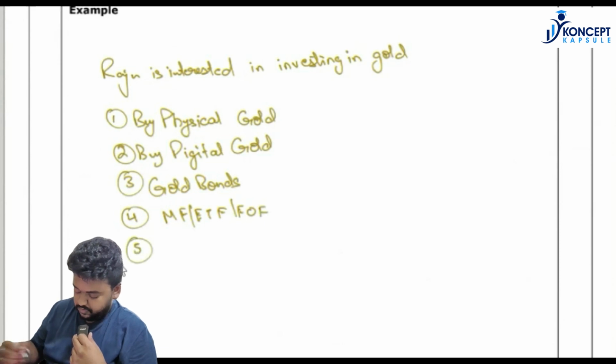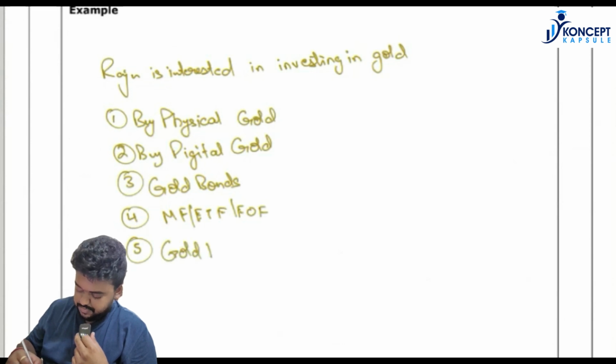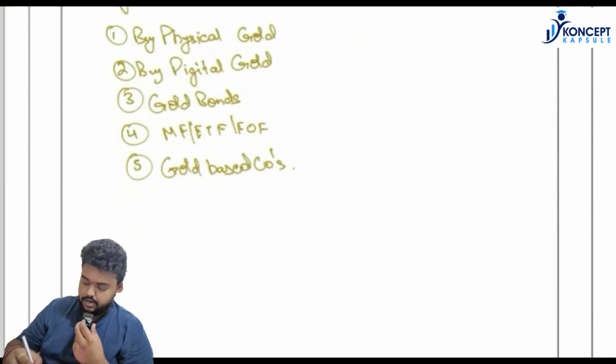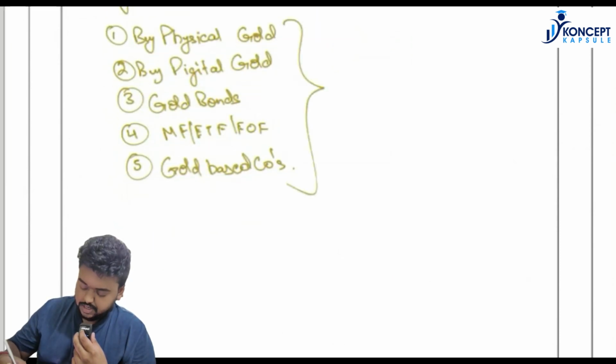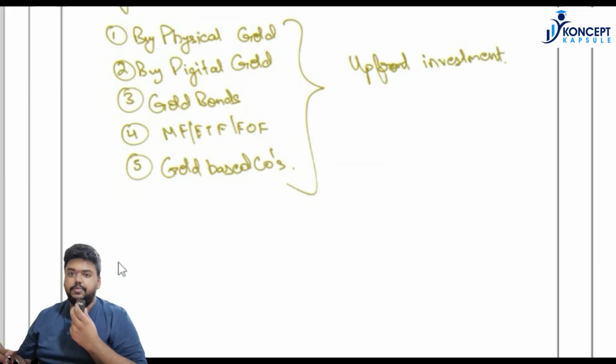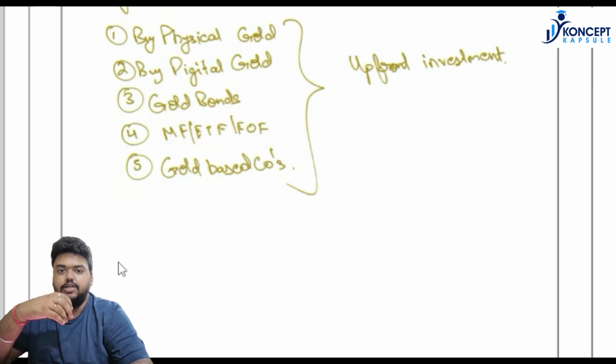or gold based companies, and so on and so forth, right? However, in all these options, he has to make an upfront investment. Now suppose Raju does not have the money. Raju is not having the money to make this upfront investment.